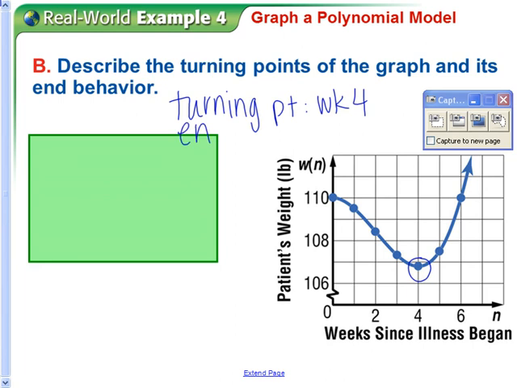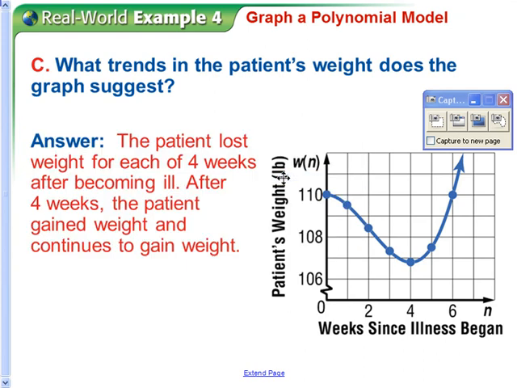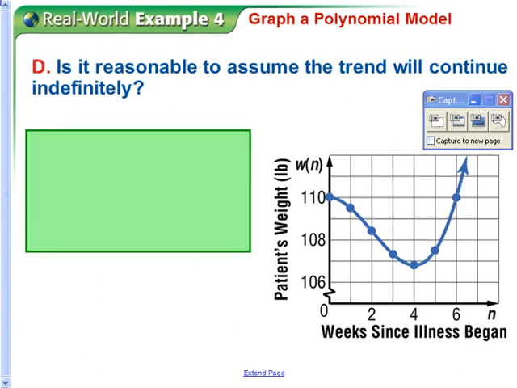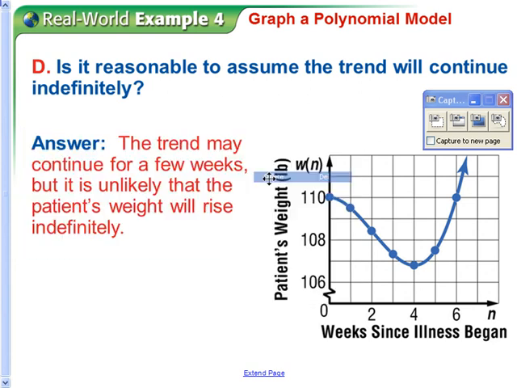End behavior, what's happening at the end? It's increasing. It's going to positive infinity. All right. And what trend does this suggest? That it's going down till week 4, and then she's continuing to gain weight. And do you think this is going to continue forever? No, she's not going to end up in infinite weight. It'll probably just continue for a little while, and then it will probably level out again.